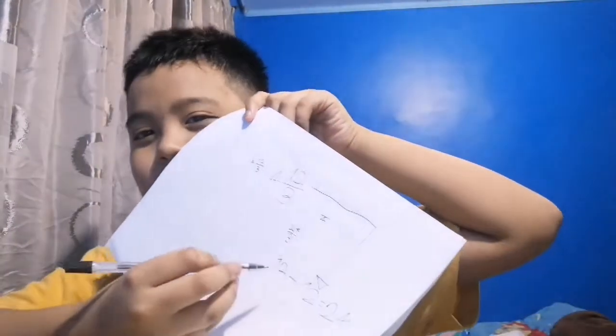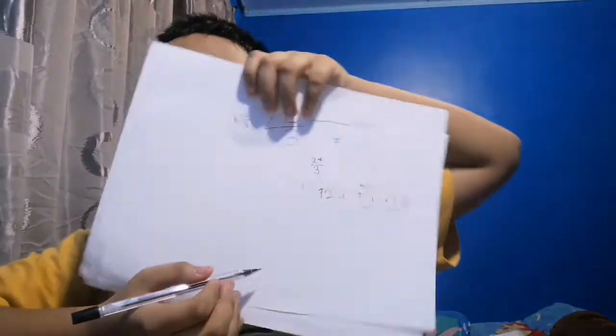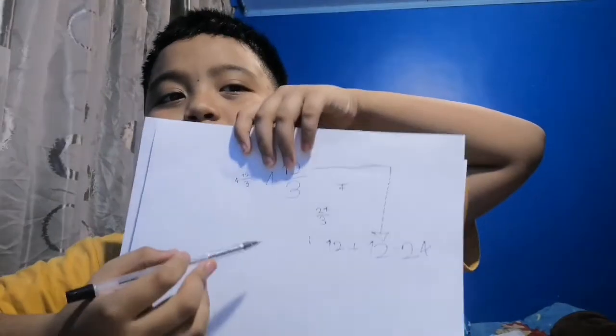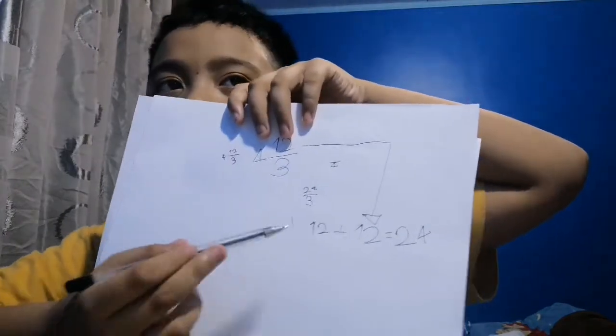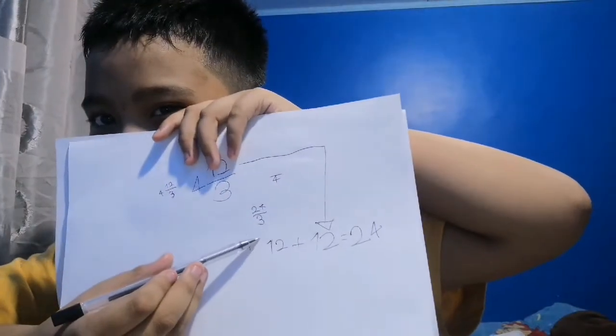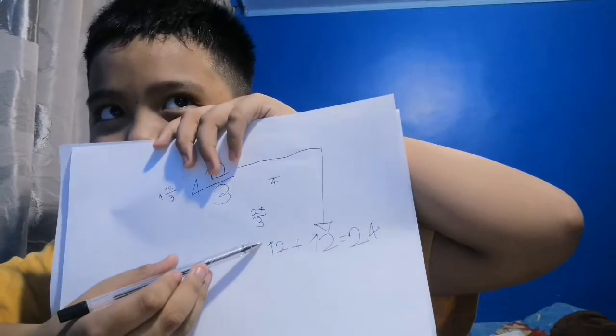So we have the 3 and then the 24. But we don't have any whole numbers anymore. There's no more whole number because that's what an improper fraction is. And you're turning a mixed number to an improper fraction right now.